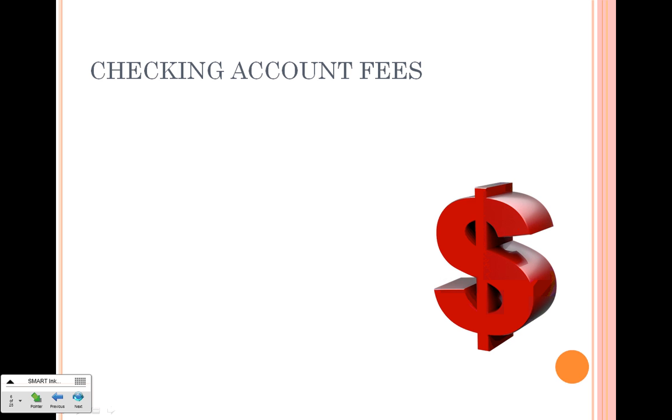So here's some that have to do with checking accounts. The first one is a monthly maintenance fee. If your bank is charging you a monthly maintenance fee to have a checking account, you really should find a different bank. There's really no reason that they should be charging you a fee because they're making money on lending your money to other people.